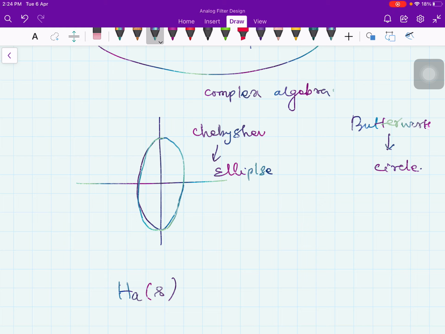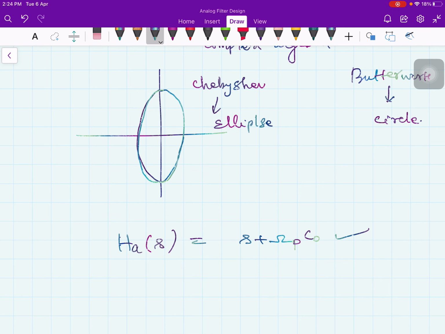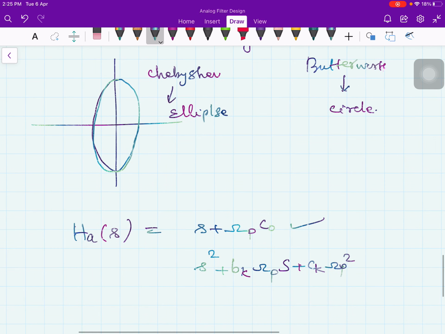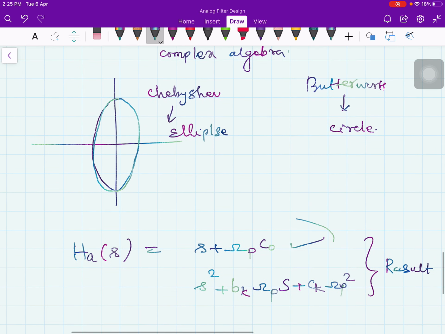The pole locations are such that finally the transfer function HA of s, and I will simply give you the result, has the factors s plus omega p times c0, which is a first order factor, and then s squared plus bk omega p s plus ck omega p squared. I just gave you the result. You get this result after solving this equation, let me call this equation number 1. Solving this equation involves a lot of complex algebra, so that is why I did not go through the process, but I am just giving the end result.